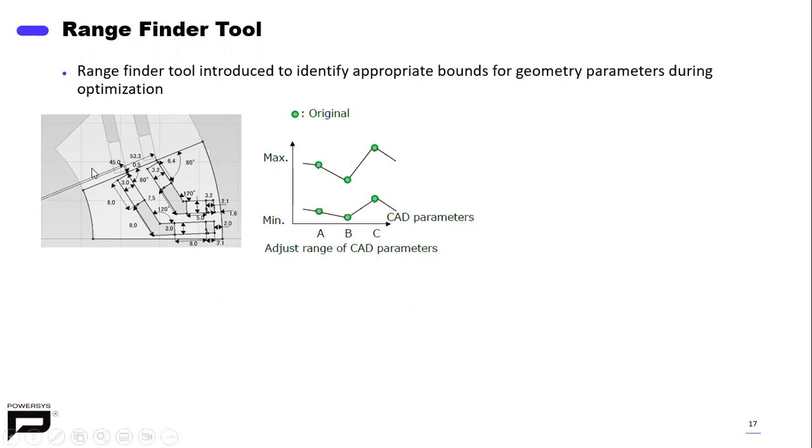For example, previously, if a model is quite complex, then we have multiple CAD parameters to be optimized to meet our objective function. So here we see that the model is complex with multiple CAD parameters. In this case, we have selected a minimum and a maximum for each CAD parameter, which is shown in green color, and is the original range given by the user.